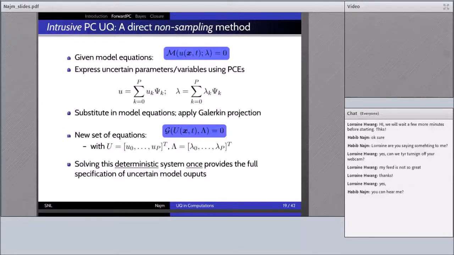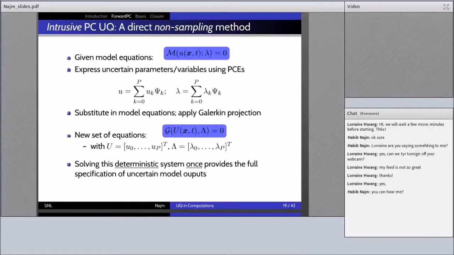Intrusive methods, as I said, you have to look at changes in the model, in the codes, in the software, etc. So with intrusive methods, given any set of equations that has parameters lambda, and you solve for quantity of interest U, you express the inputs as a PCE, you express the output as an unknown PCE whose coefficients are unknown. You substitute in the equations, and without detail, you apply Galerkin projection to the equations, so you satisfy them in the weak form, and you get a new set of equations for the vector capital U of coefficients, which is the coefficients of the unknown expansion for U, and you solve for capital U.